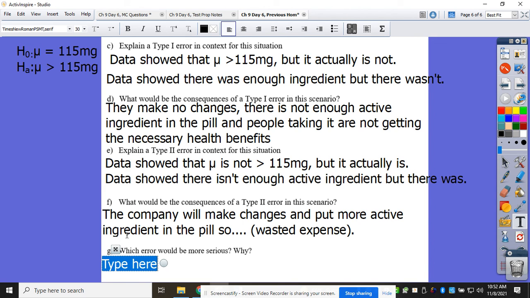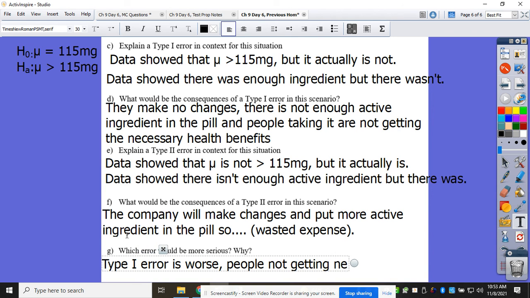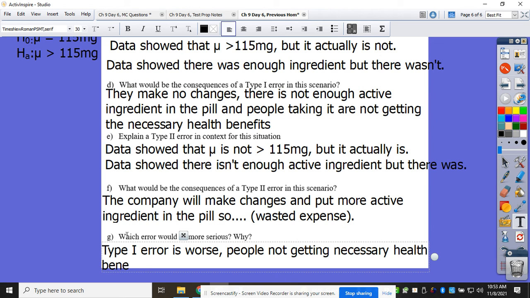So which is worse here? Too much active ingredient in the company with a wasted expense, or taking the pill where they're not getting necessary health benefits? So the way that I answered this problem, I would definitely say a type 1 error is worse because people not getting health benefits is worse than that.